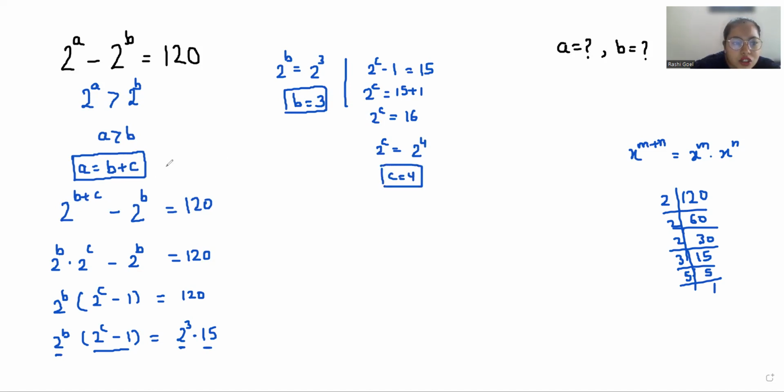Now from this equation, a is equals to b plus c. So the value of a is 3 plus 4, that is 7. So a is 7 and b is 3.